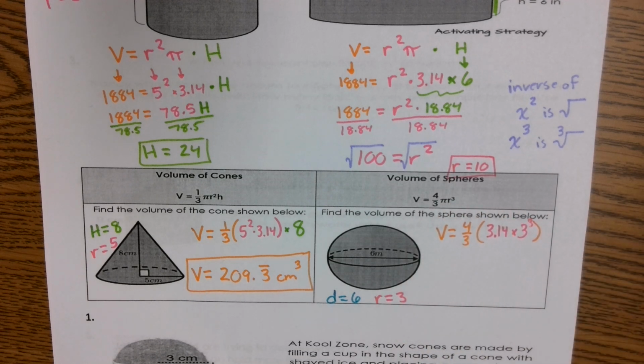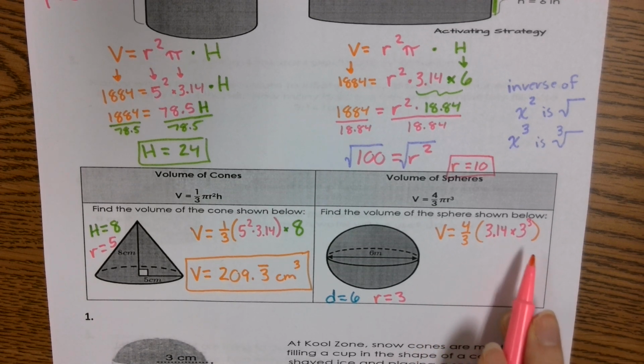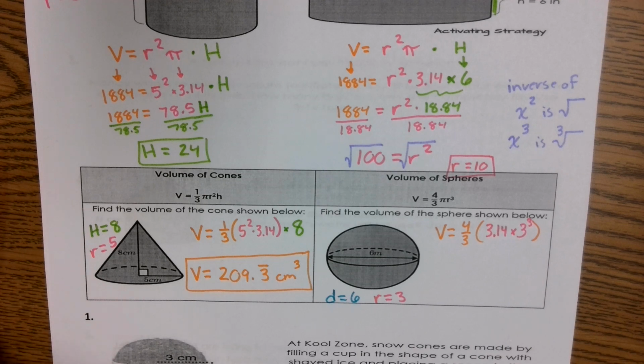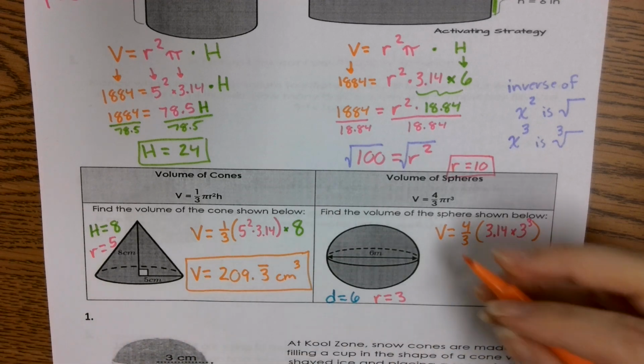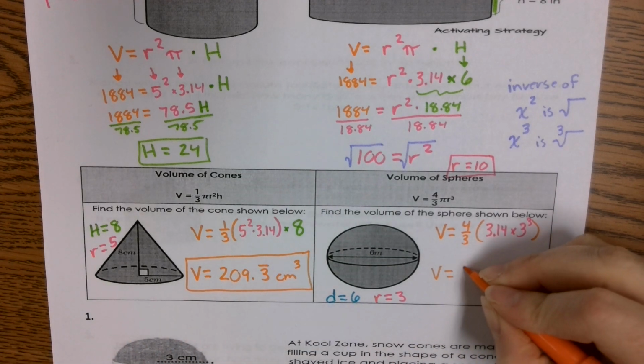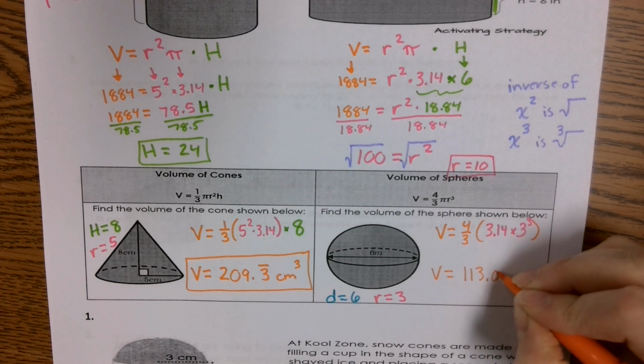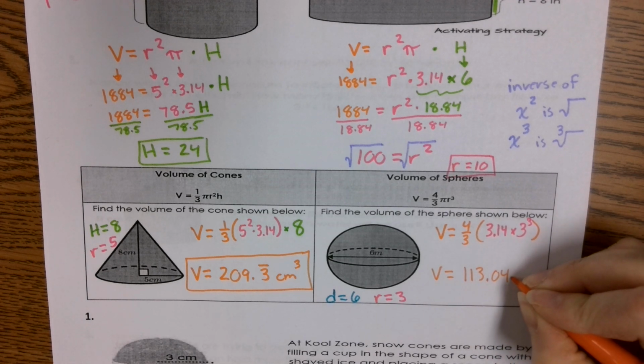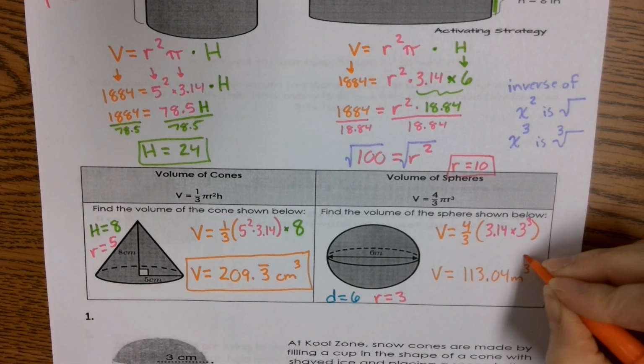The reason it's raised to the 3rd power is because you don't just have your measurements going left and right or up and down, but you've got that measurement that's coming out as well. So it's that 3-dimensional measurement. When we multiply all of those together, then you get your volume. So in this case, the volume is going to be equal to 113.04. And that is meters cubed.